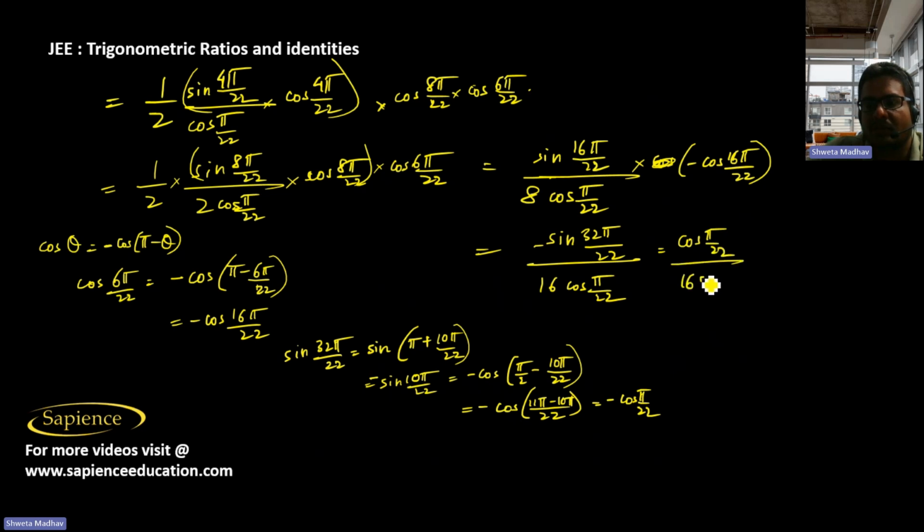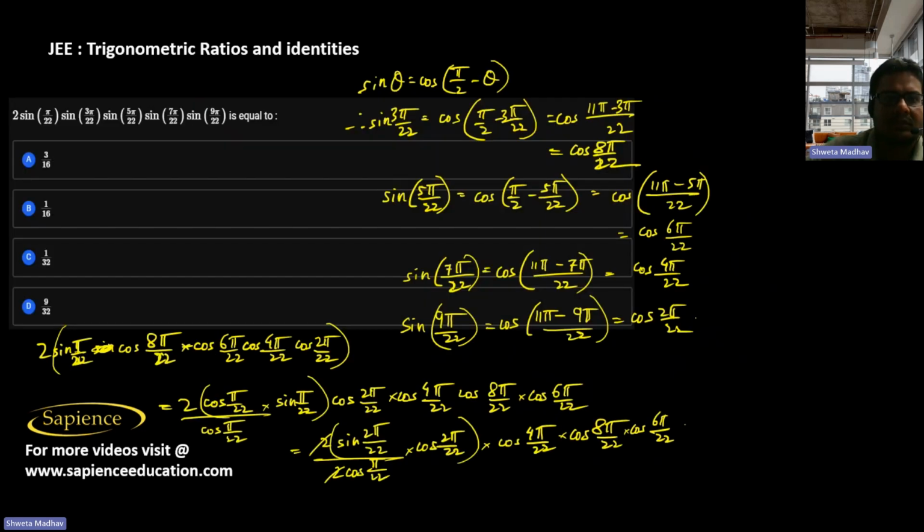So minus of this will be cos pi by 22 only. So cos pi by 22 by 16 cos pi by 22. So these two will cancel. So I will get 1 by 16. So 1 by 16 is the answer. So option B is the correct answer.